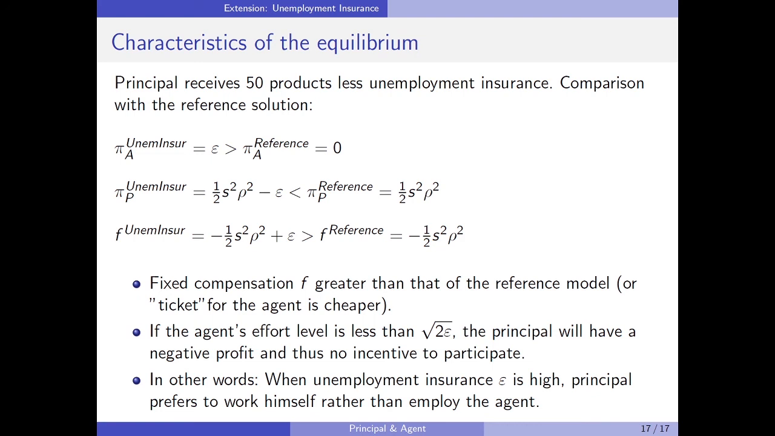When we look at F, the fixed salary with unemployment insurance, we have seen that the equation was minus 1 over 2 times S squared times rho squared plus epsilon, and it was greater than the reference point of F. So when we consider these reference points, the equation seems to be minus 1 over 2 times S squared times rho squared. The fixed compensation is greater than that of the reference model in this case. If the agent's effort level is less than the square root of 2 times epsilon, the principal will have a negative profit and thus no incentive to participate, as we discussed in the previous slide. In other words, when unemployment insurance is high, the principal prefers to work himself rather than employ the agent.